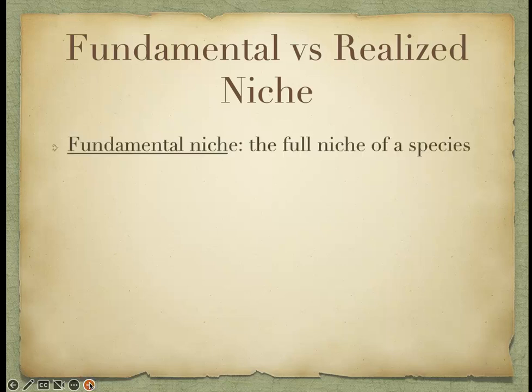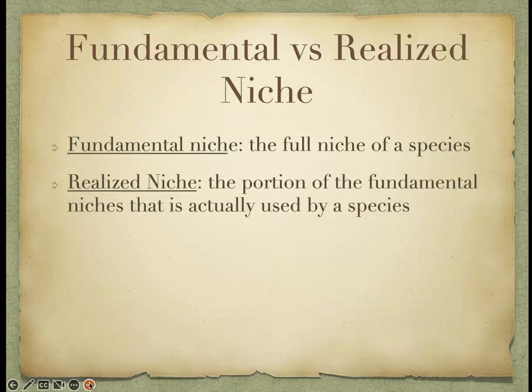Okay, so with that in mind, we're going to define two types of niches. All right, the fundamental niche is the full niche of a species. Everything it would ever need and interact with and perform and do, essentially the utopia of niches. Well, that's not real life, right? There are other organisms out there that are going to take away and outcompete for different aspects of their niche. Okay, so the realized niche is the portion of the fundamental niche that is actually going to be used by the species because of all these other interactions that are occurring that kind of whittle away at the edges of their niche.